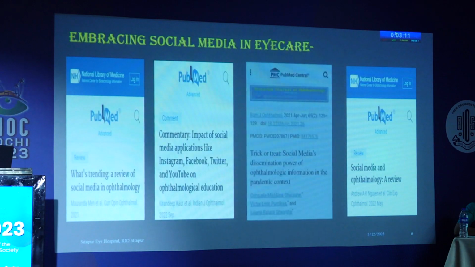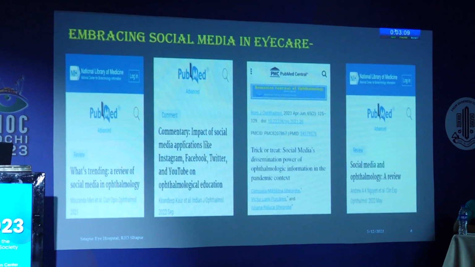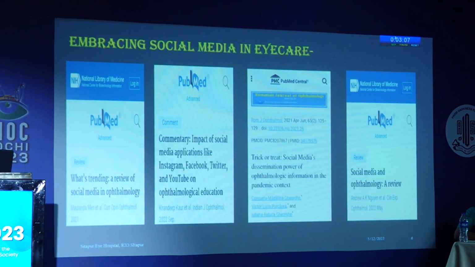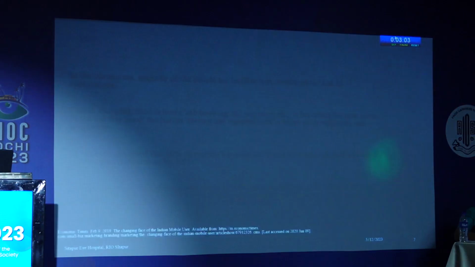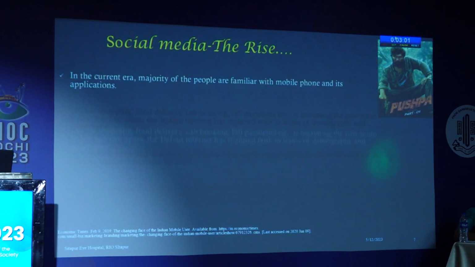Now, social media is already having so much impact on life, and there are various articles published in renowned journals showing the impact of social media in ophthalmology and eye care. So, how is social media rising so much?